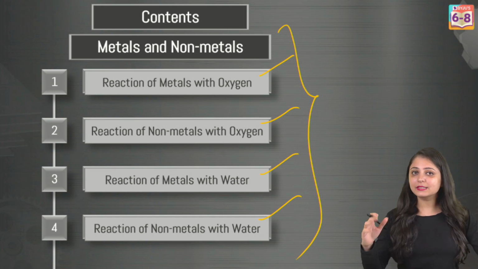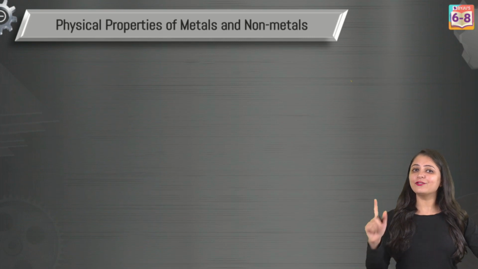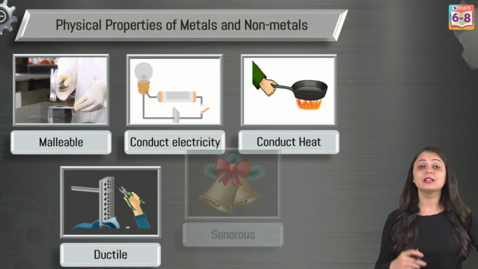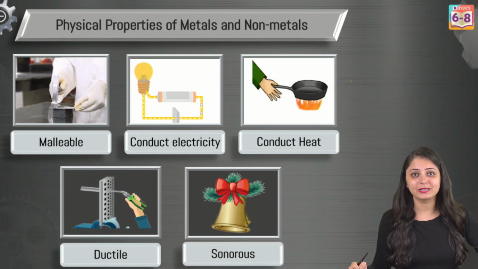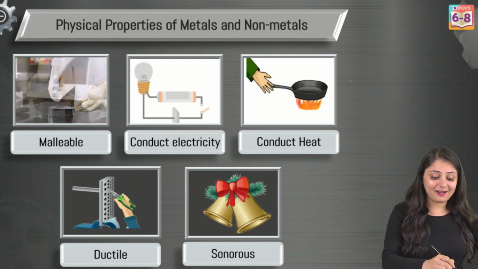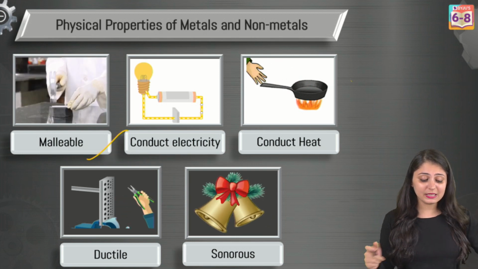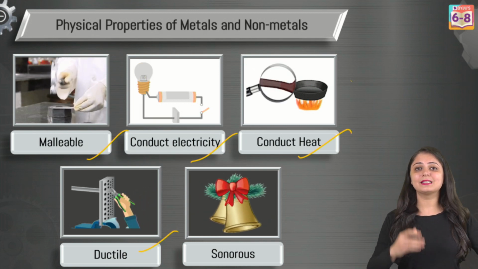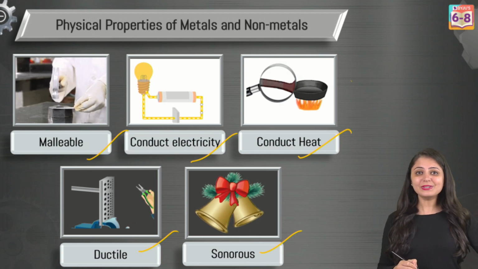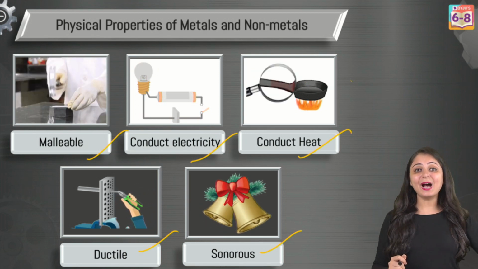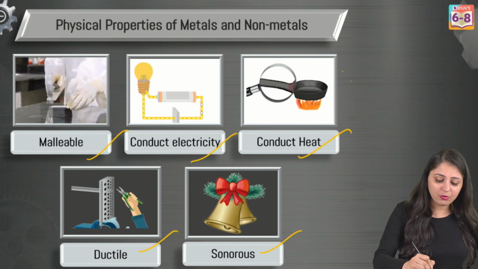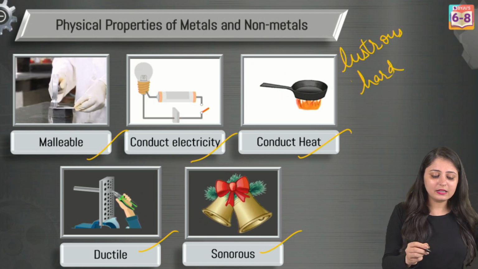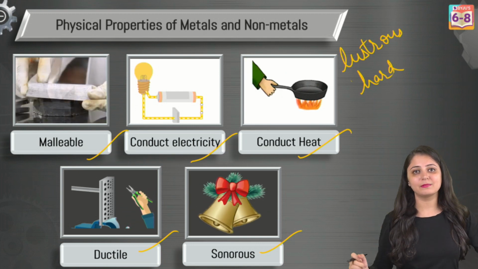But before we start with the chemical properties, let's quickly recall the physical properties of metals first. So in the last class, we talked about the physical properties of metals and non-metals. So I hope you all remember that metals are malleable. That means they can be beaten into sheets. They can conduct electricity. They are good conductors of heat as well. They are ductile. That means they can be drawn into wires. They are sonorous. That means they are going to produce sound when hit with a hard object. Moreover, we also talked that metals are lustrous, they are hard, and all these properties are generally applicable to metals.